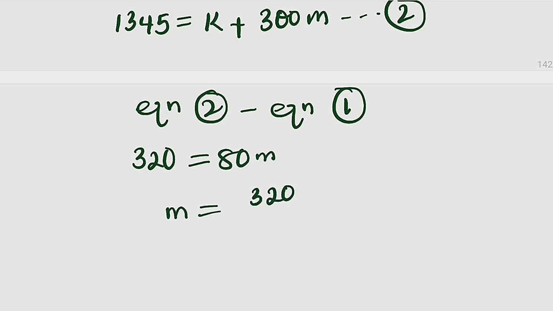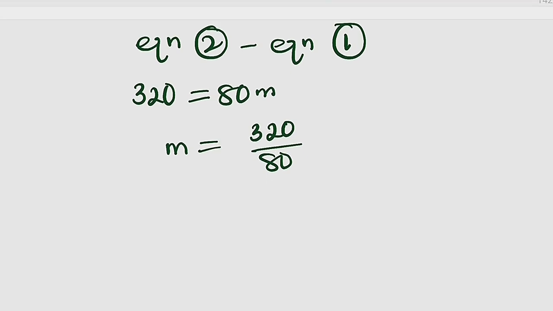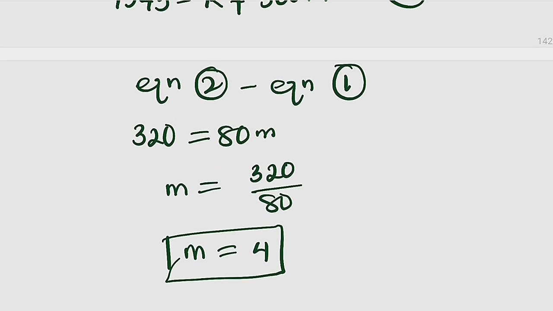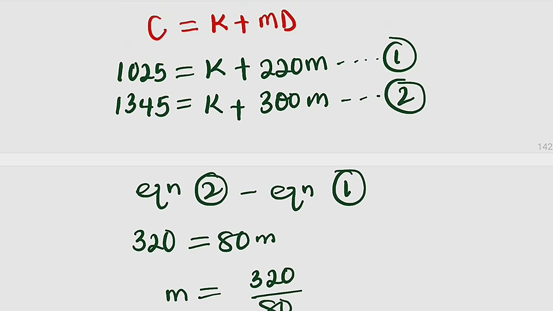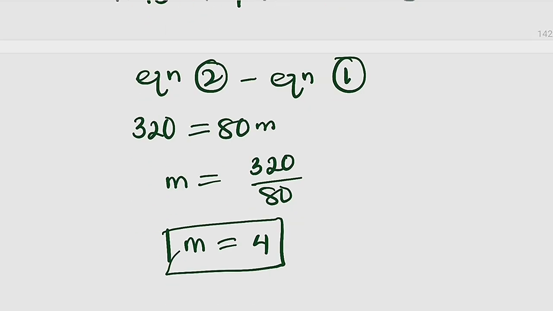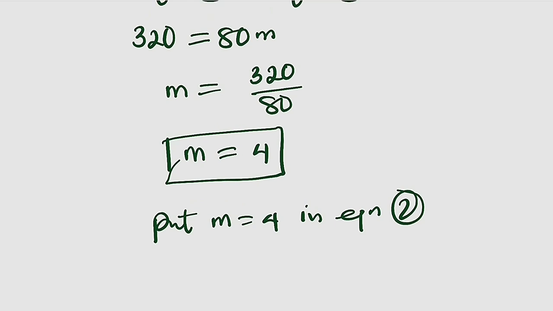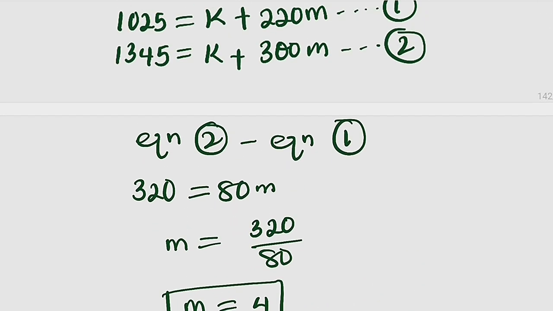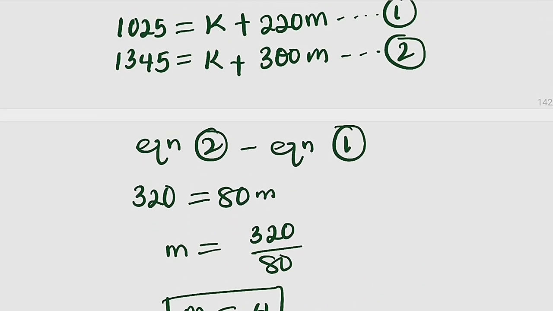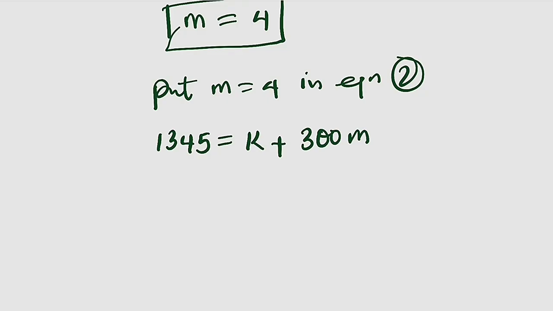So to find M, we can divide both sides by 80. That is 320 divided by 80. And once you do that, M will be equal to 4. So we have obtained the value of M. We can plug the value of M into either equation 1 or equation 2. So let's put it in equation 2, all the same. So we're going to plug in M equal to 4 in equation 2, and equation 2 is 1,345. Let me copy that. So this is equation number 2. We are going to plug in M equal to 4.